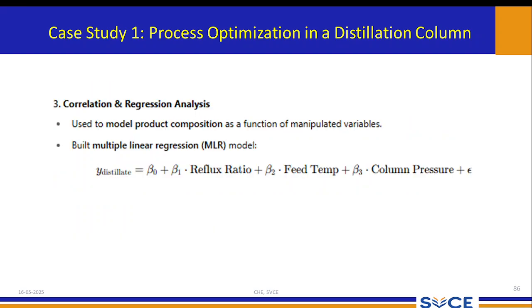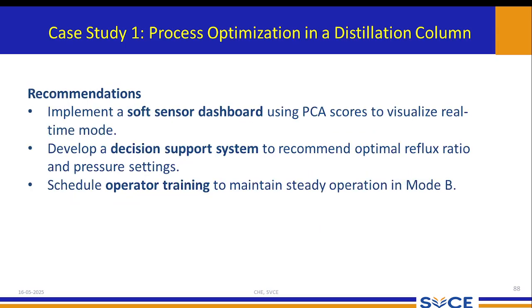That is very important. Okay, so the recommendations for the distillation column: implement a soft sensor dashboard using principal component analysis to visualize the real-time mode. We have seen elaborately what principal component analysis is. Develop a decision support system to recommend the optimal reflux ratio and pressure settings. Schedule operator training to maintain steady operation in mode B.